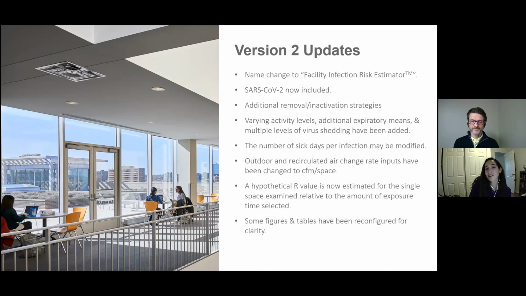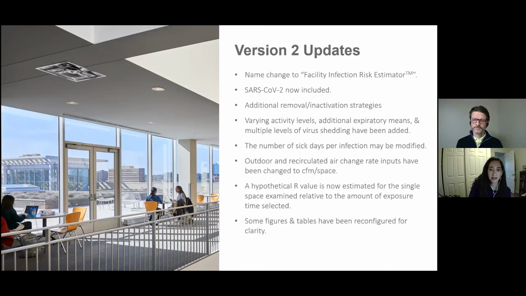There's a hypothetical R value that now estimates the single space examined relative to the amount of exposure time selected. Epidemiologists use this number to mathematically describe the spread of a disease. It's a ratio where the numerator is the total number of people who got infected, and the denominator is the number of people who were infected to begin with.